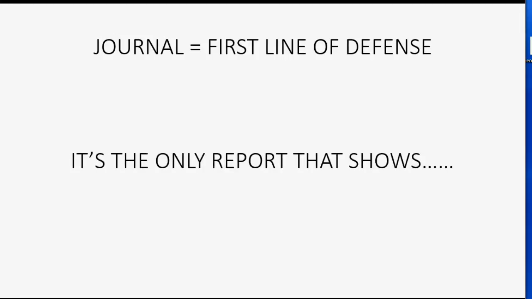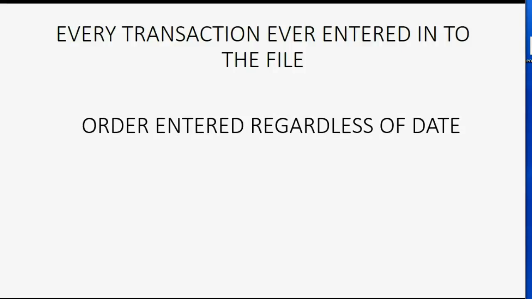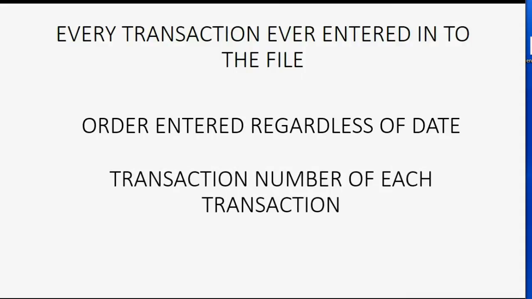The Journal Report is your first line of defense because it is the only report in the entire QuickBooks that shows every transaction ever entered into the file. Additionally, it shows these transactions in the order in which they were entered into the computer, regardless of date. It also assigns a transaction number to every single transaction, regardless of type. So if you combine these three attributes, you have something that will always tell you what went in, how, and when.